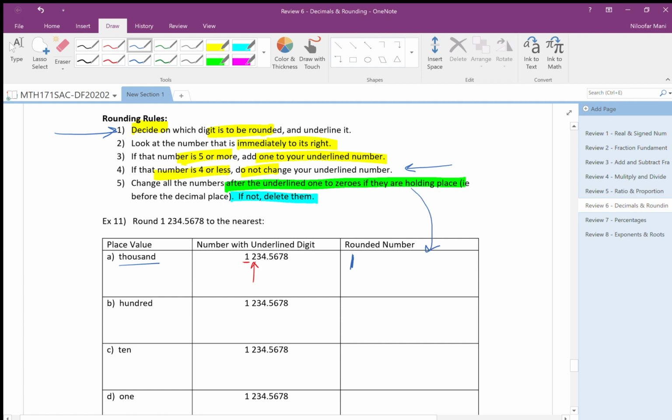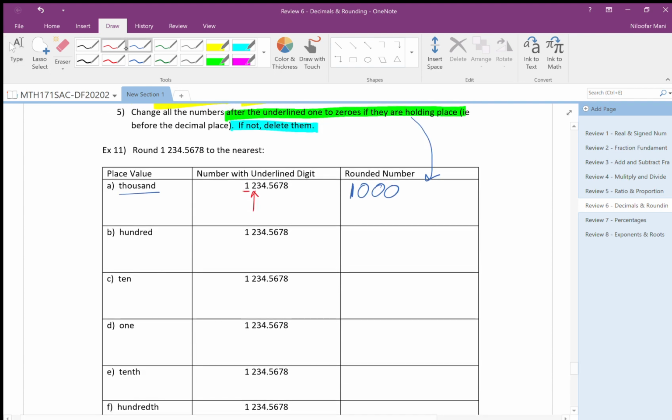But remember, this is related to here. The digits are holding place value. If I remove them, my answer is 1. But that's wrong. My answer should be 1000. So I need to add 0. So it says add 0 after 1, the zeros, if they are holding place value. They are holding place value. 4 is place value 1, 3 is place value 10, 2 is place value 100. So they are holding place value.